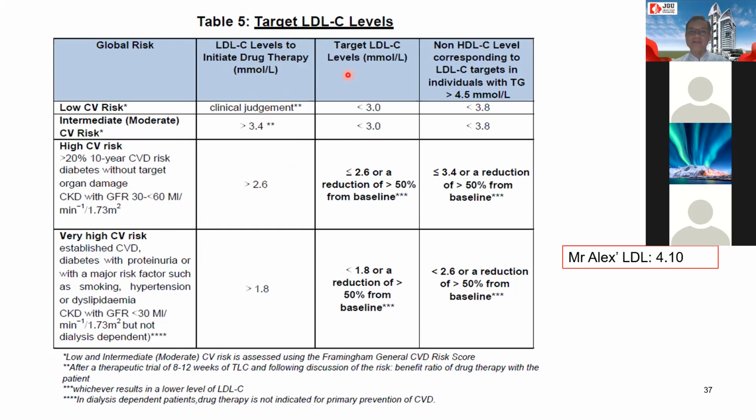Now, after we give drug therapy, we want to know how well the achievement is. We want it to reduce to lower than 2.6, or a reduction of more than 50% from baseline. May I ask, why do you think there are two criteria, either less than 2.6 or more than 50%? What does it mean?